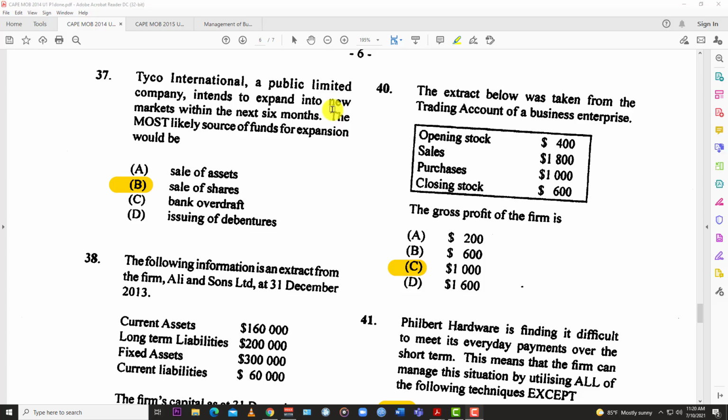Bank overdraft is short term. You can't overdraft to the degree where you can actually finance an expansion. Issuing of debentures, again, they say the most likely source. Remember, the company is already established, and debentures is normally when the company is just starting out. That's a form of financing your early operations so that later on you can repay. But for things like expansion, the best answer would be sale of shares, especially for a public limited company.